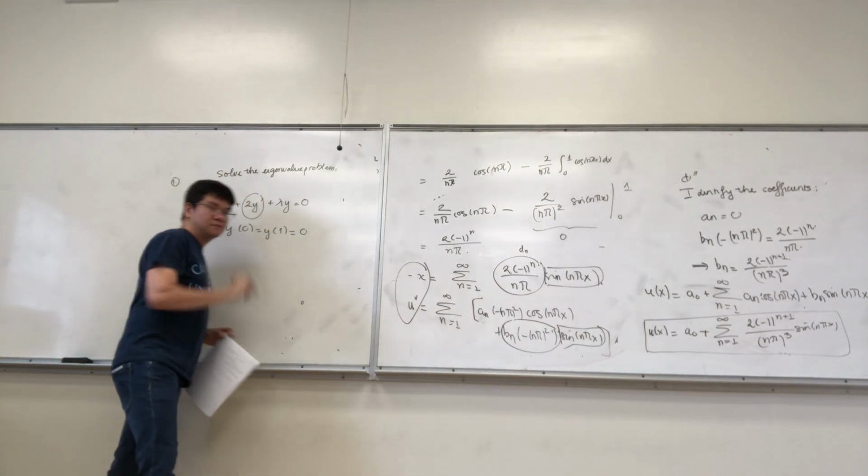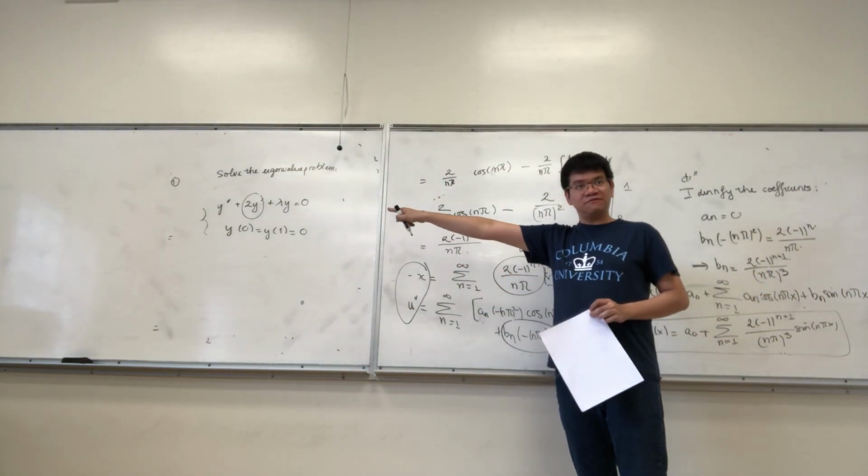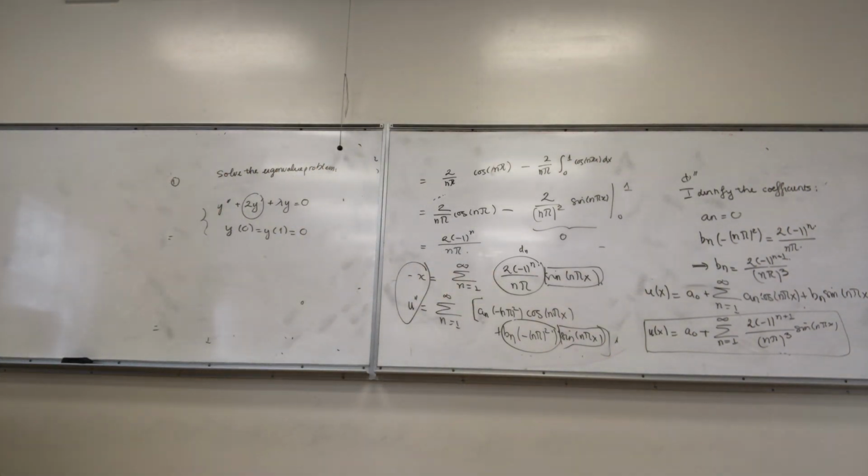So the difference between this guy and the previous one is the fact that here you have the first derivative. You have 2 y prime. All right.